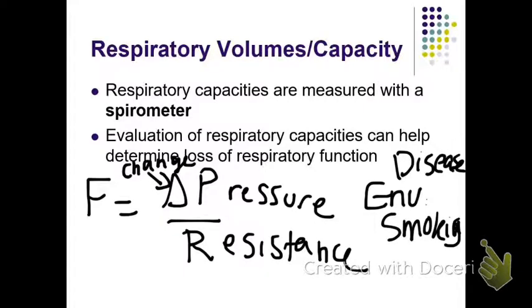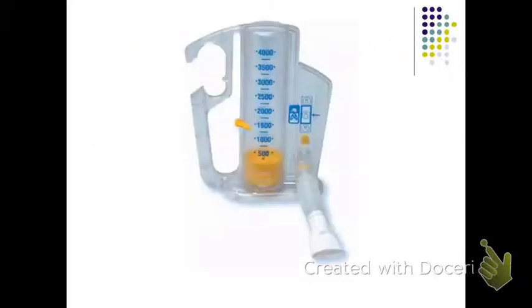And then we want to make sure with this formula we can identify the compliance, or the ability to stretch the lungs when they're induced by pressure. So right here is an image of a spirometer, and the patient blows into this mouthpiece right here.